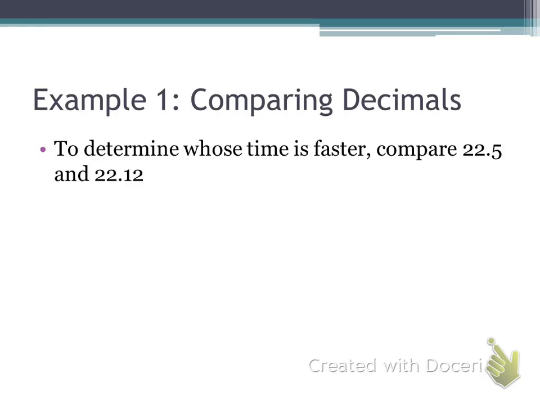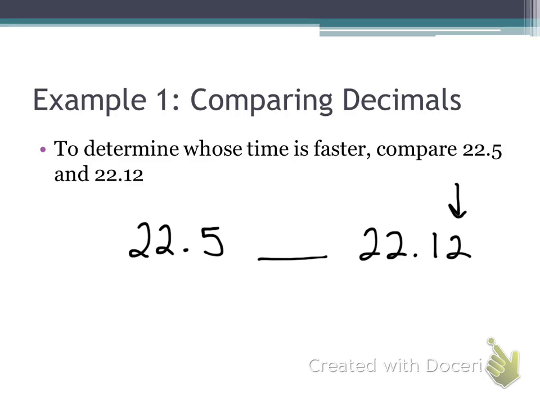So in example 1, we're comparing decimals. So anytime we're comparing, we're asking ourselves, which one is larger, which one's smaller, or are they equal? So if I'm comparing 22 and 5/10, so we don't say 22.5. I know that that's what we naturally want to say. But we're going to say 22 and 5/10 compared to 22 and 12 hundredths. Why did I say 12 hundredths? Because 2 is in the hundredths place, and so that's why I say 12 hundredths.